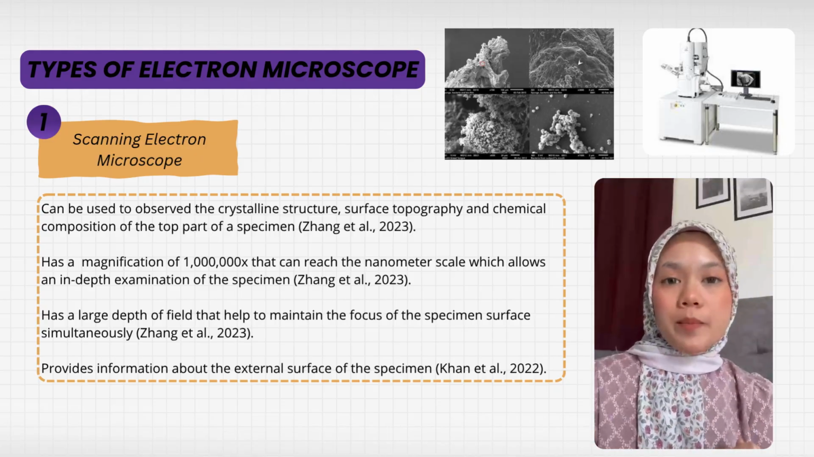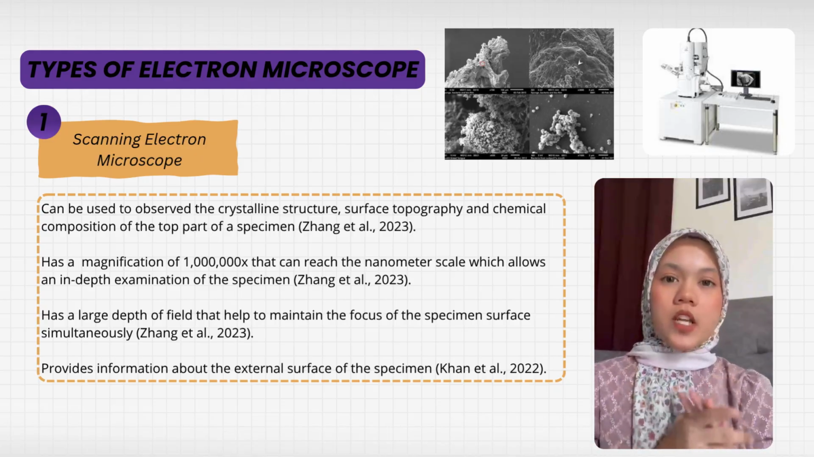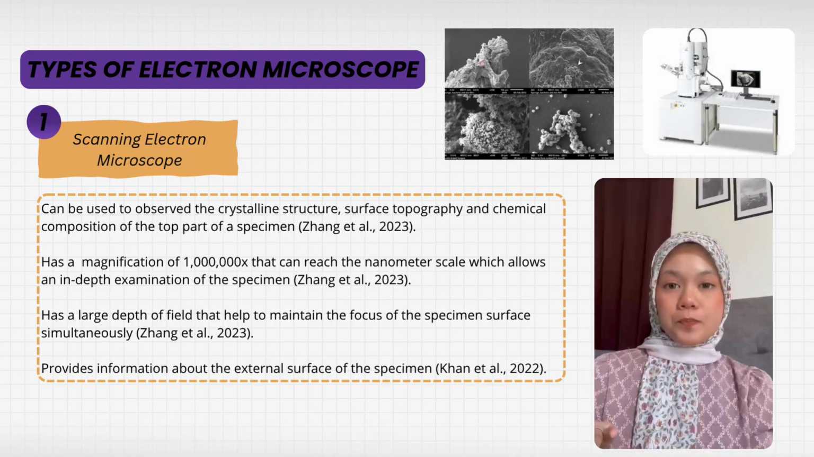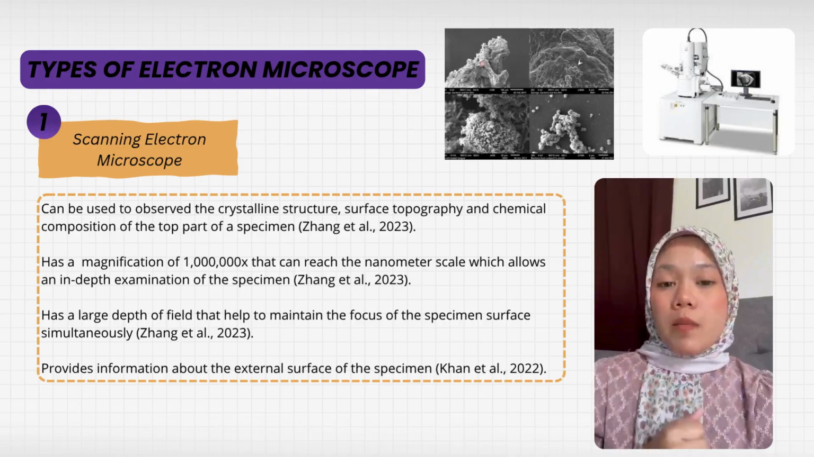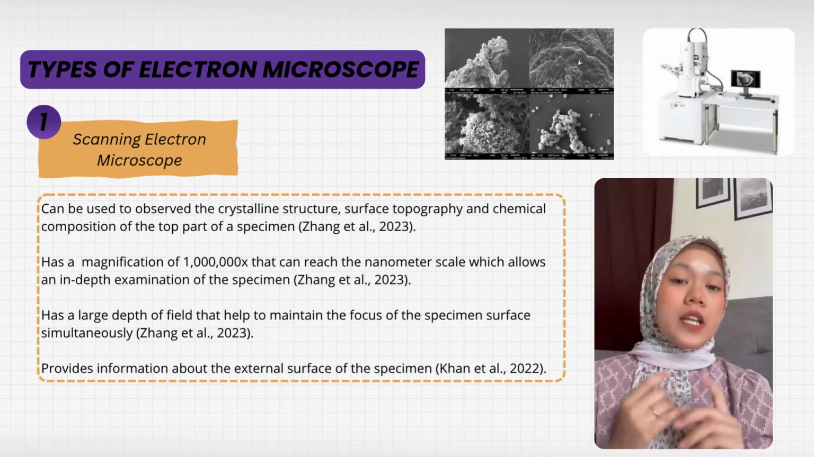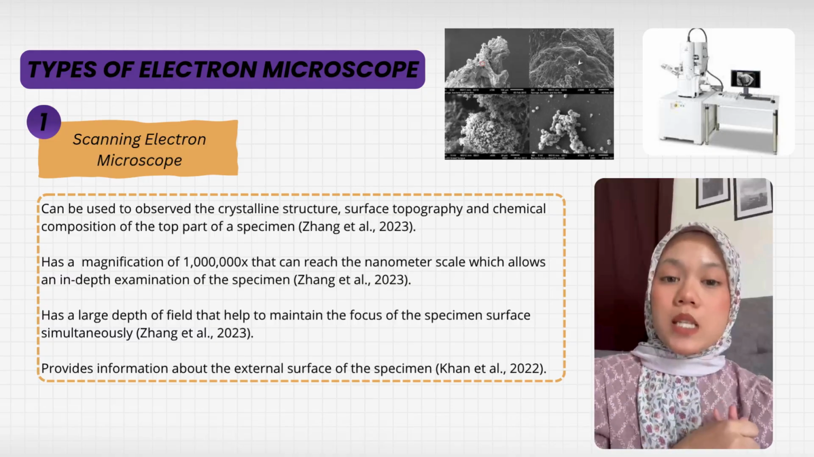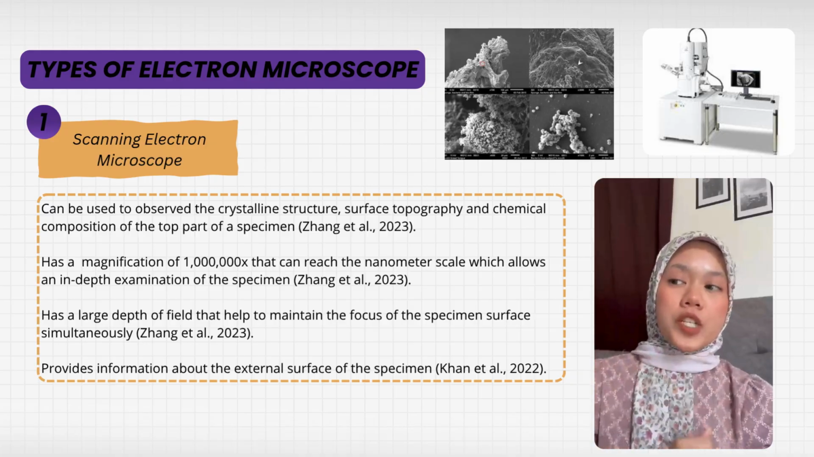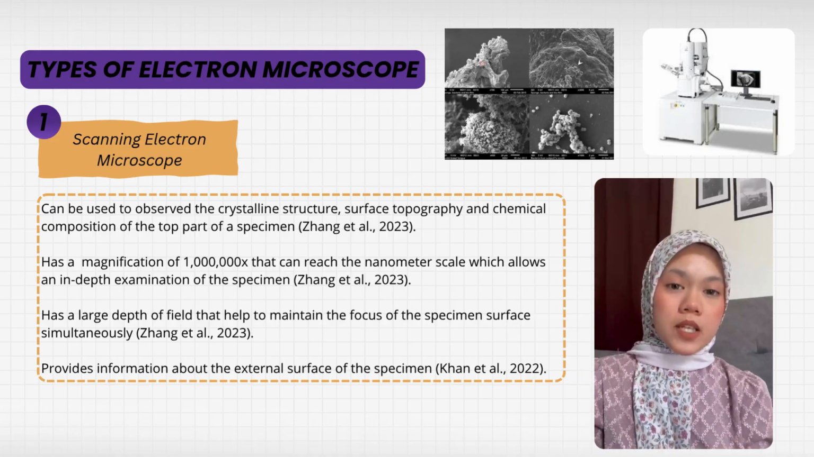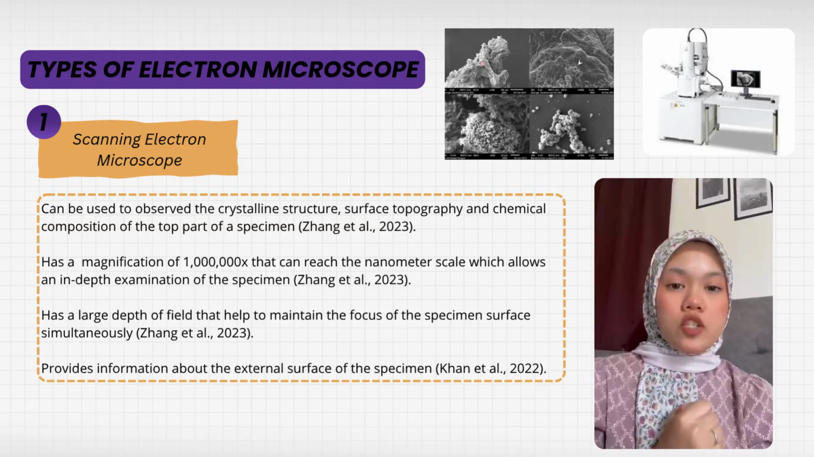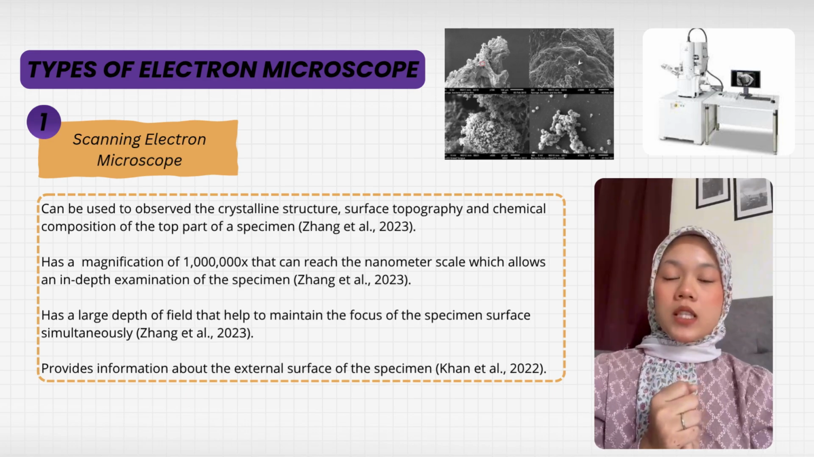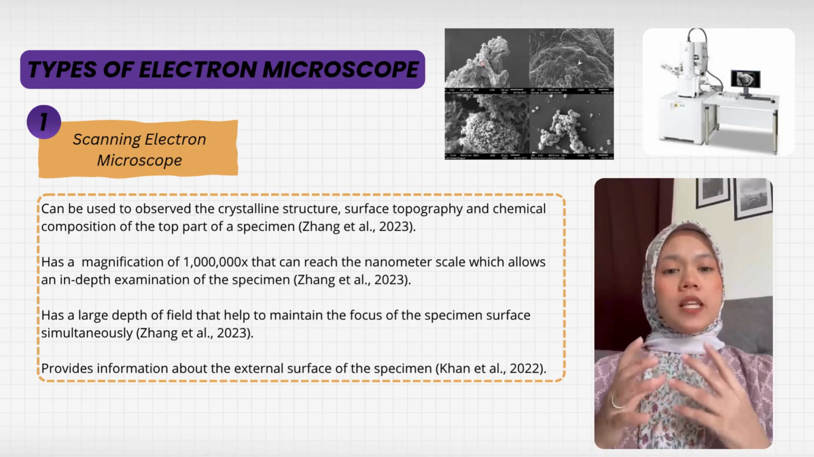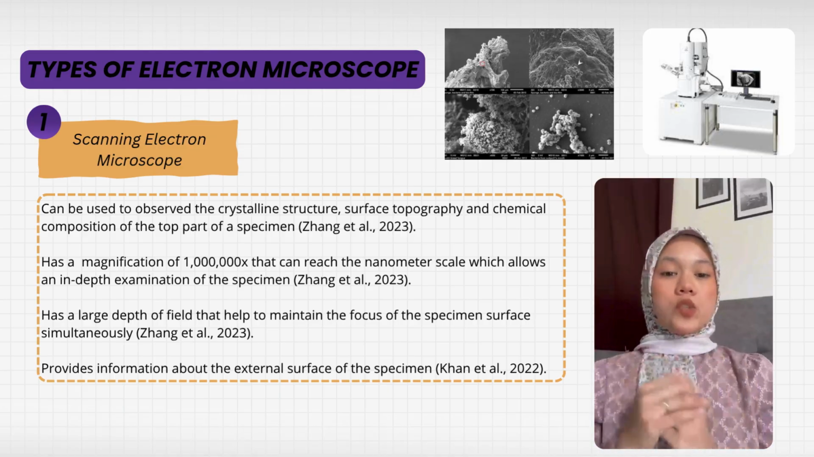Next, SEM has a magnification of 1 million times that can reach the nanometer scale, which allows an in-depth examination of the specimen. Other than that, SEM also has a large depth of field that helps to maintain the focus of the specimen simultaneously. And the last one is SEM can provide all the information about the external surface of the specimen, since scanning electron microscope is used to examine only the surface of the specimen. So it can provide any types of information that we need just by using scanning electron microscope.